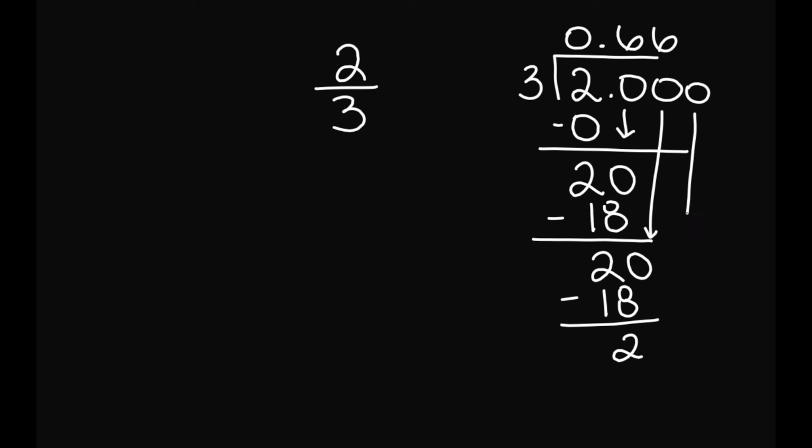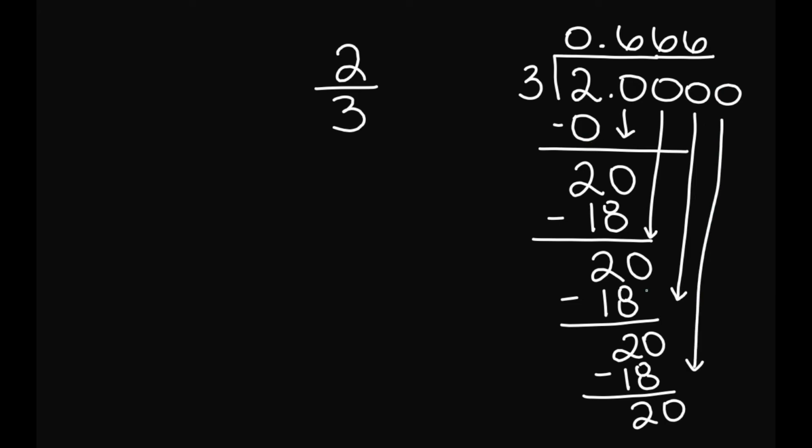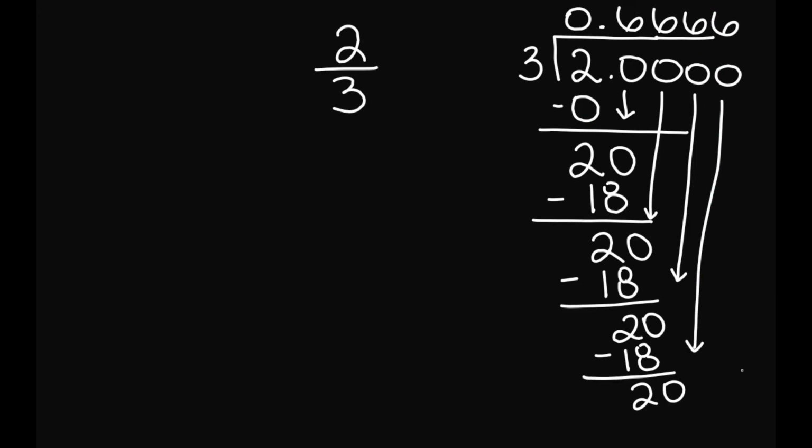Another 0 here. 3 goes into 20, 6 times. 3 times 6 is 18. 20 minus 18 is 2. I'm going to bring down one more 0. 3 goes into 20, we said it was 6 times. 3 times 6, we said, is 18. 20 minus 18 is going to equal 2.